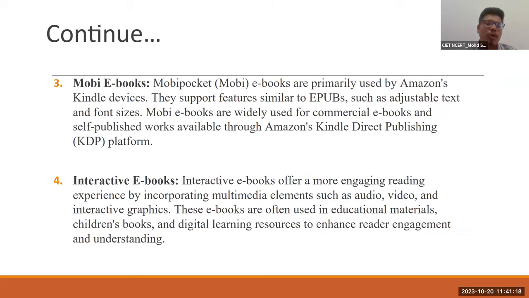The next type of ebooks, MOBI ebooks. MOBI Pocket ebooks are primarily used by Amazon's Kindle devices. They support features similar to EPUBs, such as adjustable text and font sizes. MOBI ebooks are widely used for commercial ebooks and self-published works available through the Amazon Kindle Direct Publishing platform, KDP. The fourth type of ebooks: interactive ebooks. Interactive ebooks offer a more engaging reading experience by incorporating multimedia elements such as audio, video, and interactive graphics. These ebooks are often used in educational materials, children's books, and digital learning resources to enhance reader engagement and understanding.